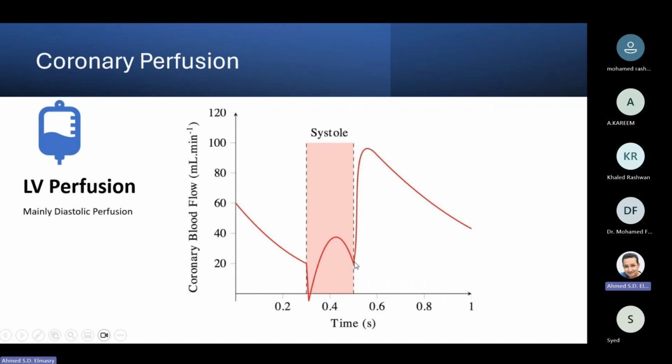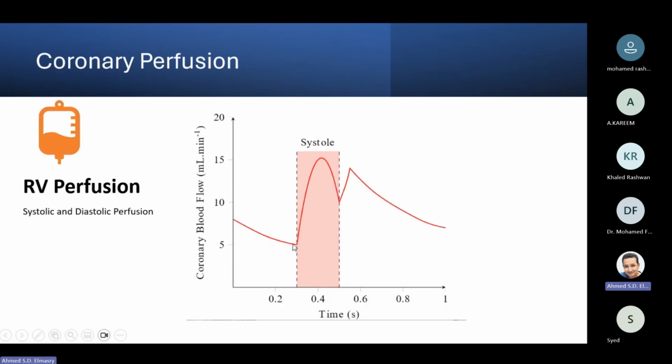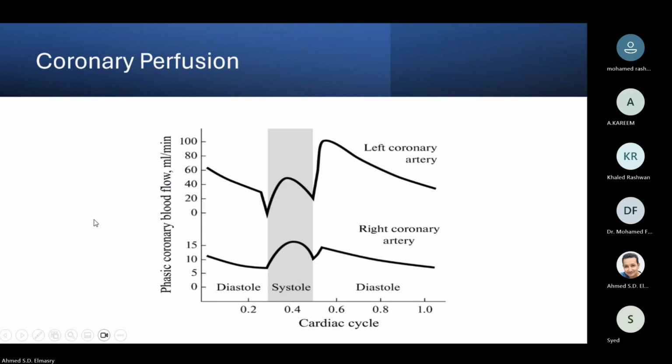And as you see, the perfusion of the left ventricle, the flow is mainly happening during the diastole, with minimal contribution of the coronary flow during the systolic phase. Compared to the right ventricle, the perfusion is mainly happening during the systole, and also happening equally during the diastole. So it's very important that in case of RV failure, you have to maintain the systolic blood pressure and the diastolic blood pressure in order to maintain the diastolic and systolic coronary perfusion of the right ventricle.